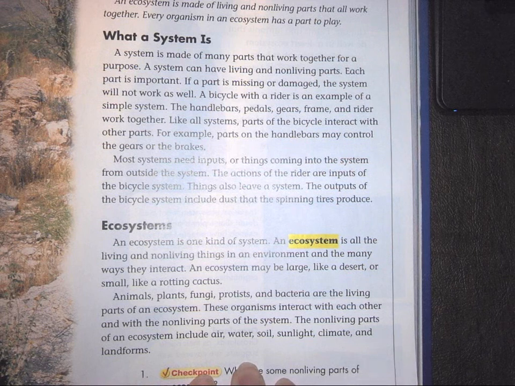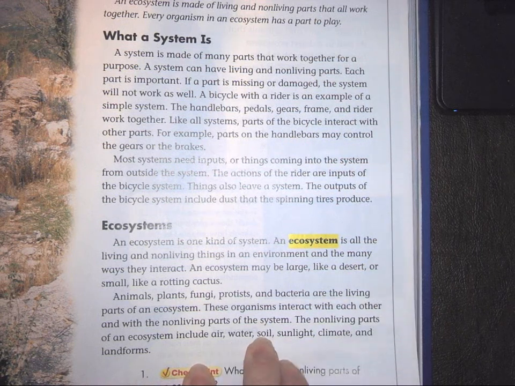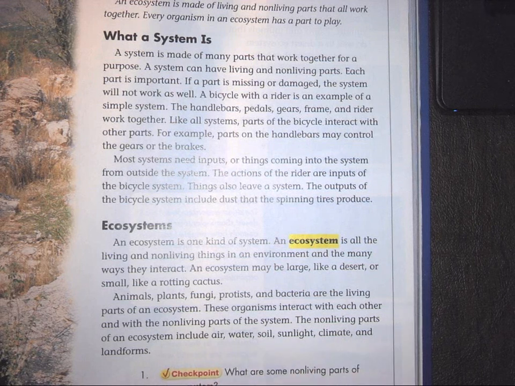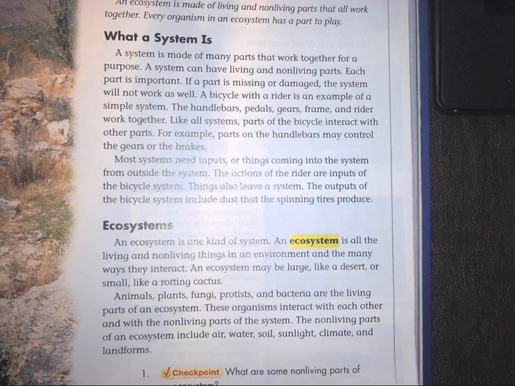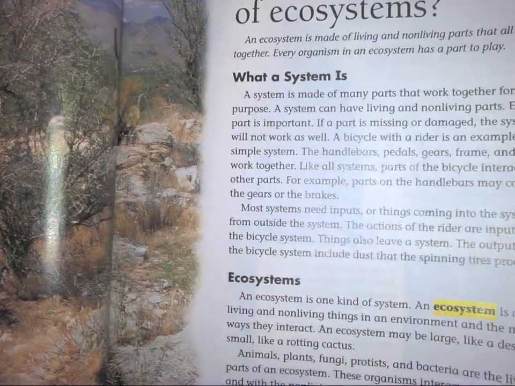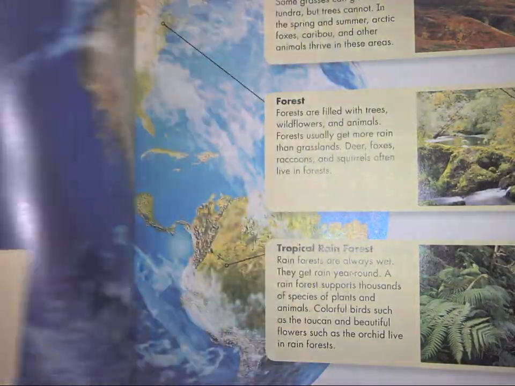And non-living parts include air, water, soil, sunlight, climate, and landforms. All those things. You might not think the air is part of an ecosystem, but it is. It shows the sunlight, shows the climate, the temperature, the weather. Okay, so all those things are part of this system that works together.